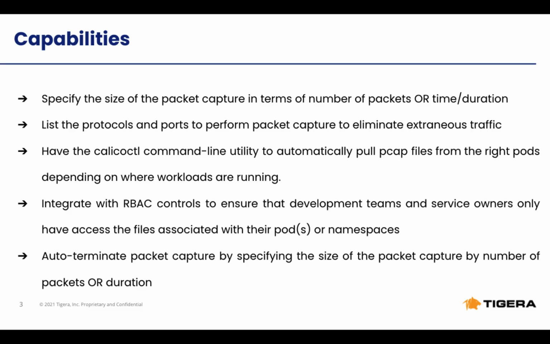It enables the calicoctl command line utility to automatically pull pcap files from the right pods depending on where workloads are running. It integrates with RBAC controls to ensure that development teams and service owners only have access to the files associated with their pods or namespaces. And it auto-terminates packet captures by specifying the size of the packet capture by number of packets or duration.